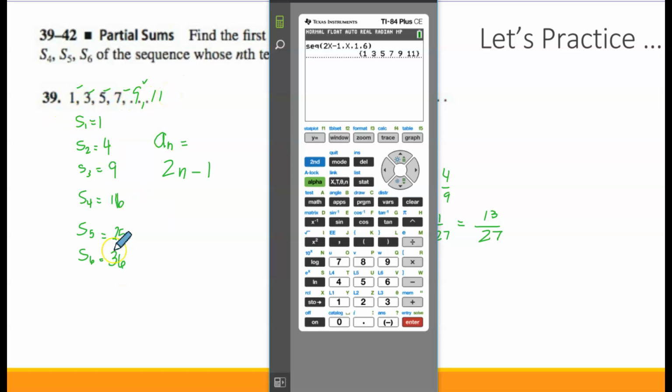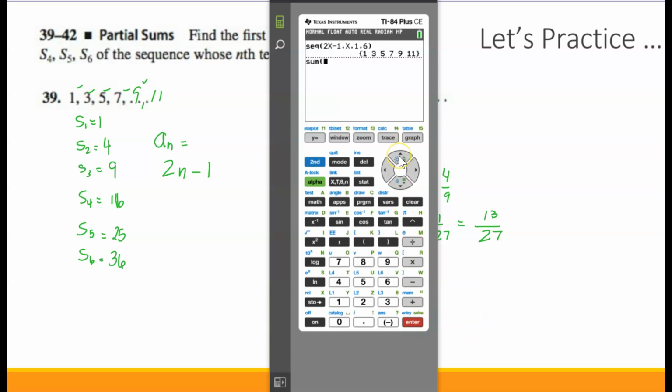Now I want to start adding these up. Okay, so we're going to go back to second list, but instead of going into OPS for the sequence command, we're going to go one over into the math menu and get the sum command. What we want to do is sum the sequence of numbers. Okay, so we're going to hit sum.